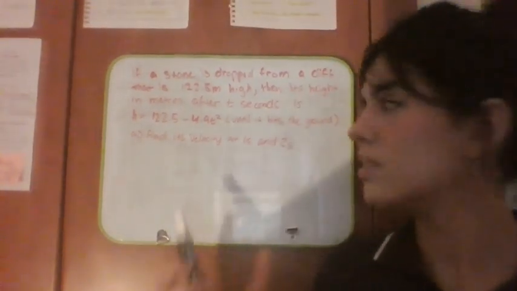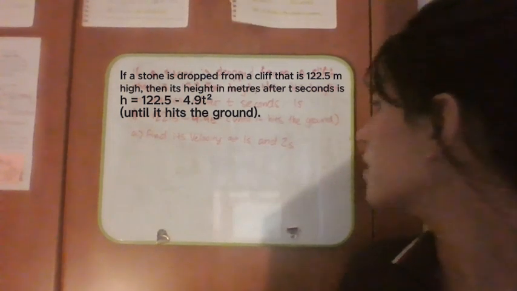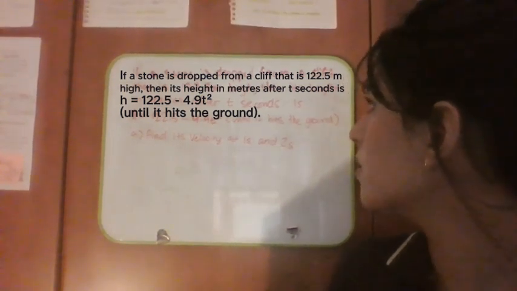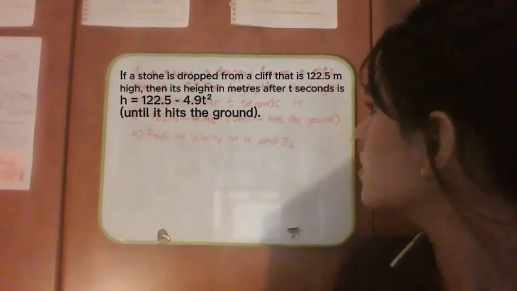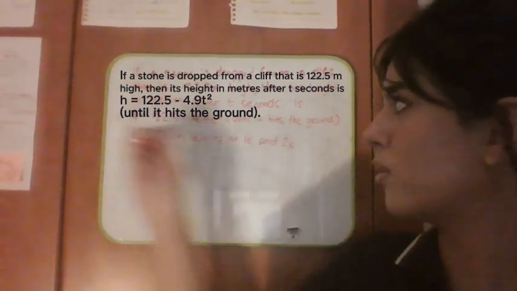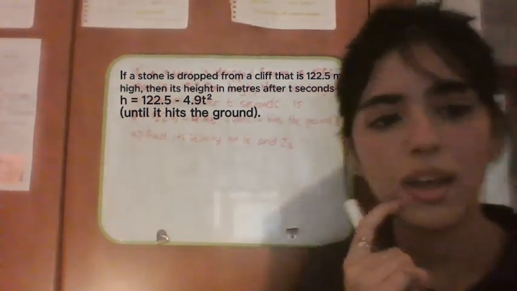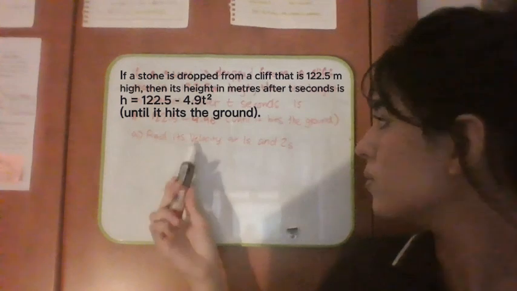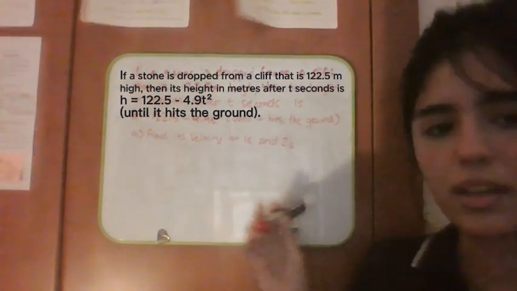So here it says, if a stone is dropped from a cliff that is 122.5 meters high, then its height in meters after t seconds is given by the equation until it hits the ground. And question A is asking us to find its velocity at 1 and 2 seconds.